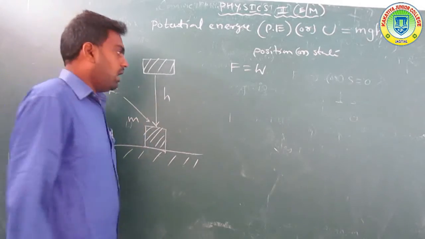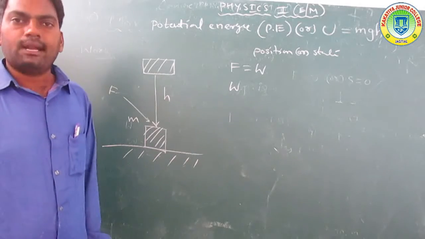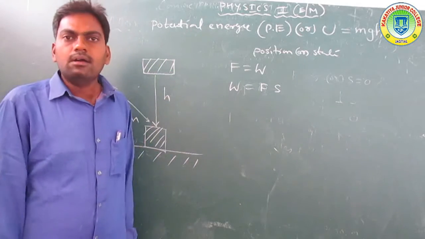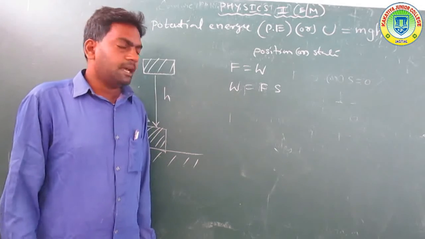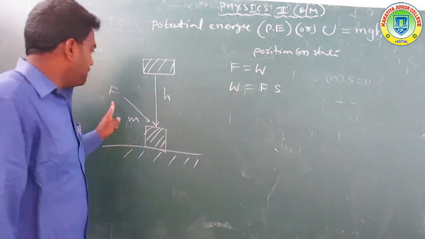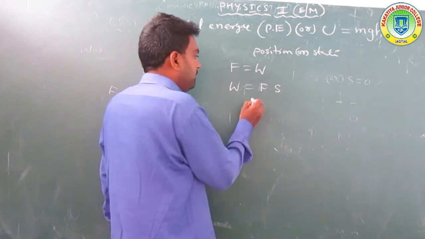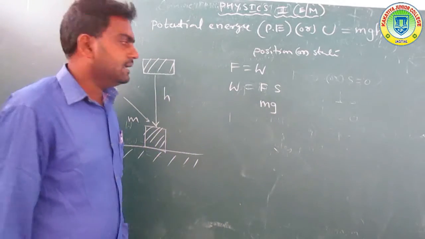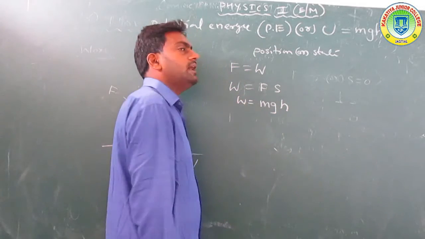Okay, clear that? According to the definition of work done, W is equal to force into displacement. The applied force is equal to the weight of the body, so F is equal to mg. Through the height, S is equal to h. So W is equal to mgh.